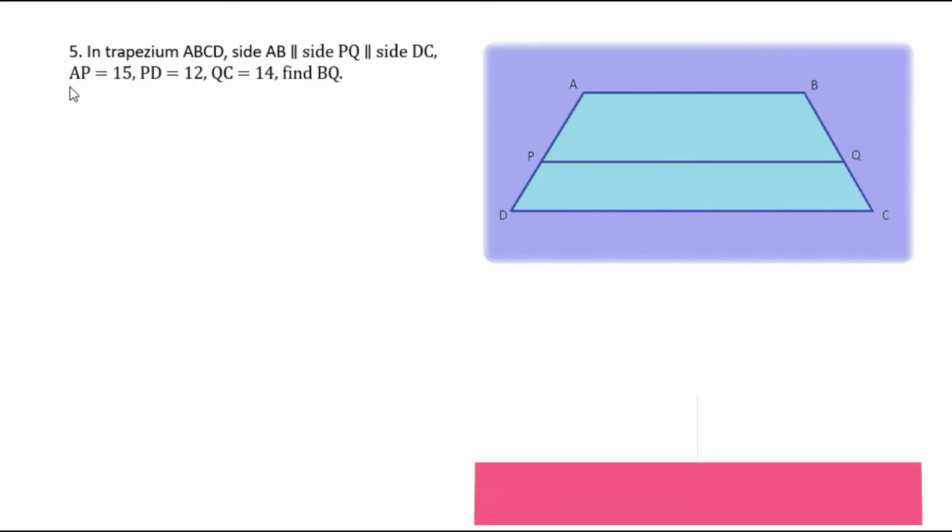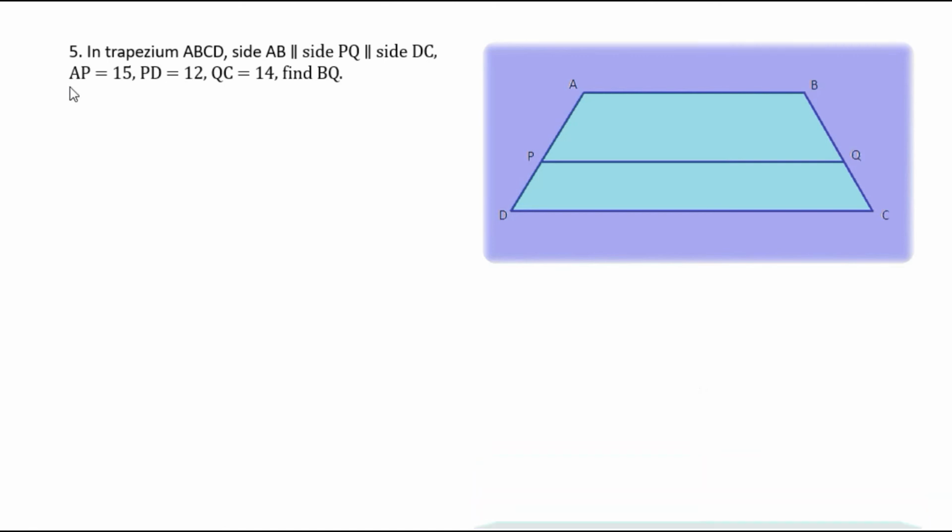In example 5, trapezium ABCD is given and sides AB, PQ and DC are parallel to each other. AP is equal to 15, PD is 12, QC is 14, and we have to find BQ. So how to find this? Which theorem can we use here?